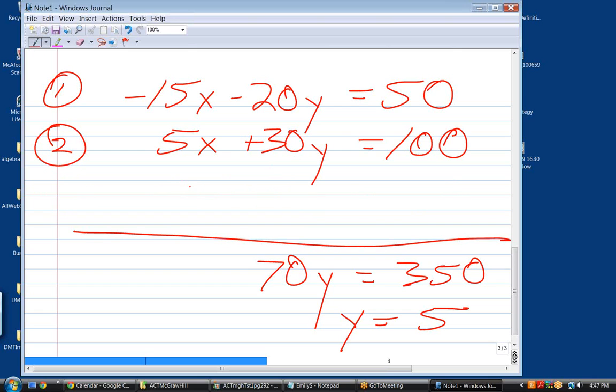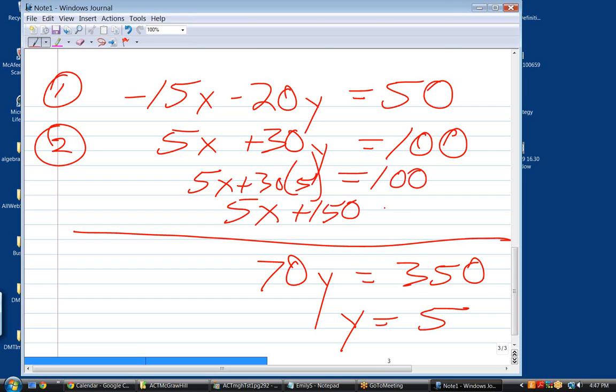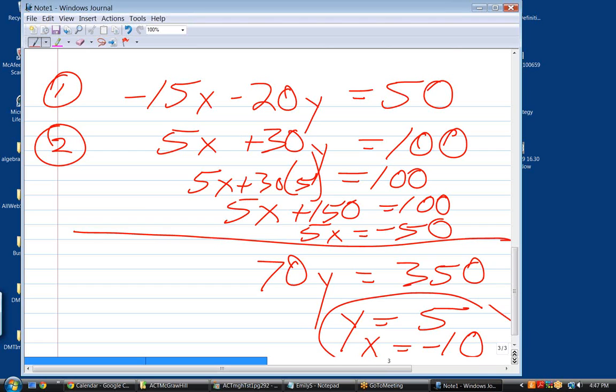So tell me what to write in order to solve for x. 5x plus 30 times 5 equals 100, which is 5x plus 150 equals 100, which is 5x equals minus 50, which is x equals minus 10. And there's your answers. Okay.